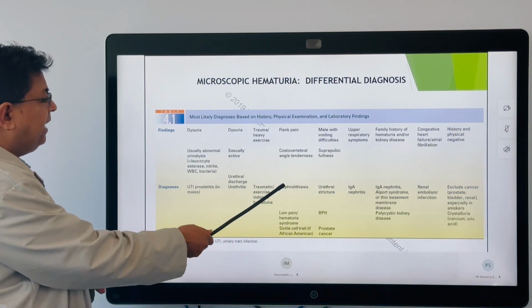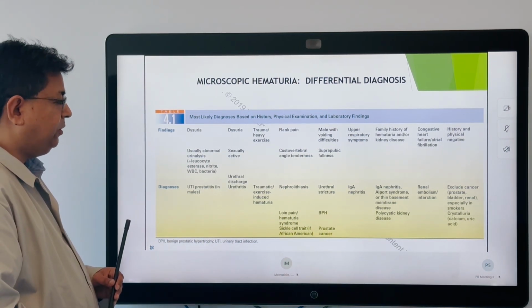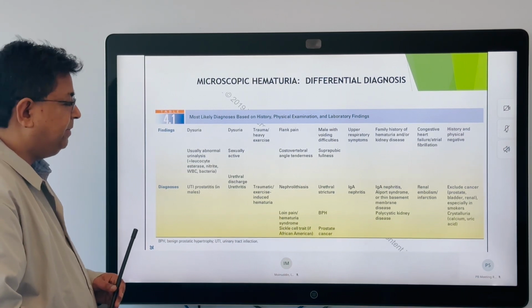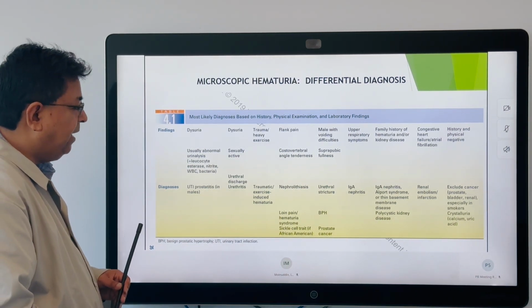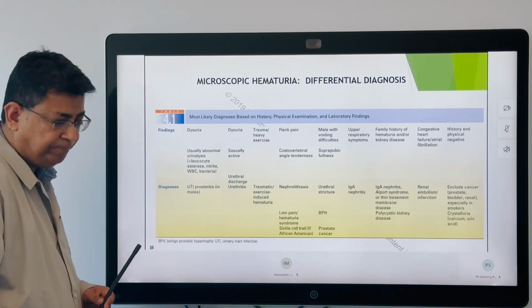Just like nephrolithiasis can cause microscopic hematuria, crystalluria can cause hematuria, and specifically you should look for calcium crystals or uric acid crystals. Other types of crystals may be much less common.